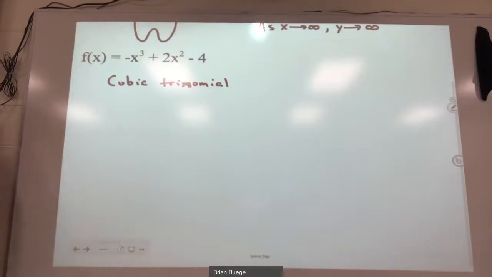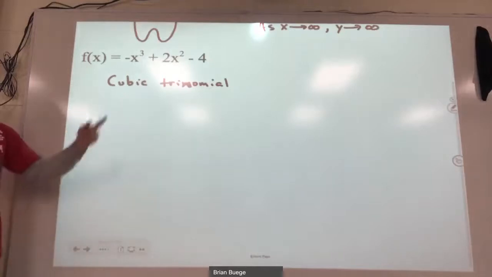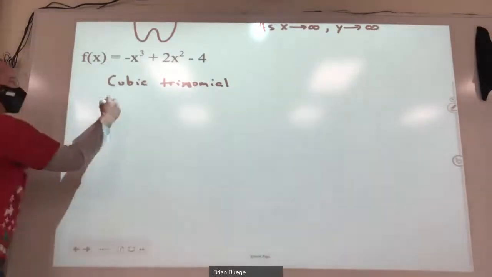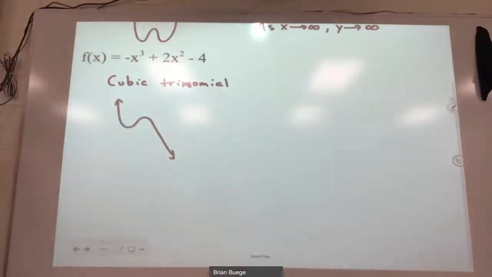Let me ask you this. Does this roller coaster start down low and end up high? Or does it start high and end low? Because a is negative, that means we start high and we're ending low. Which also is describing your end behavior.